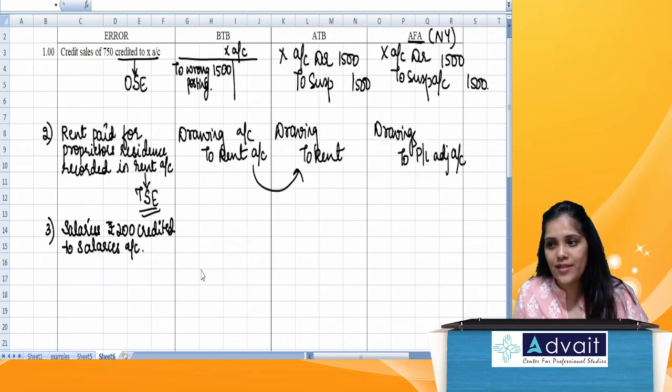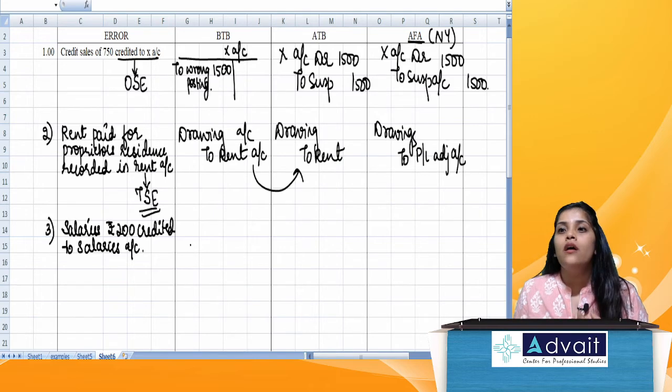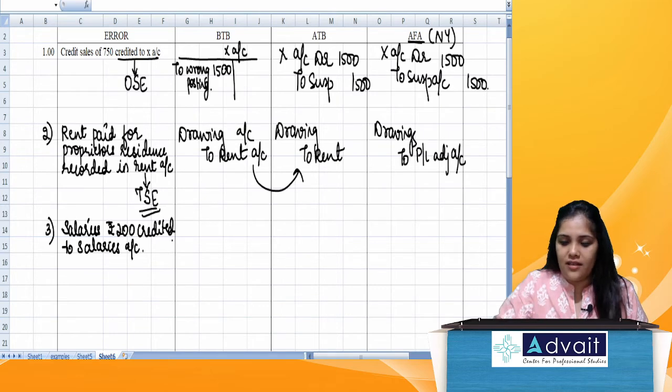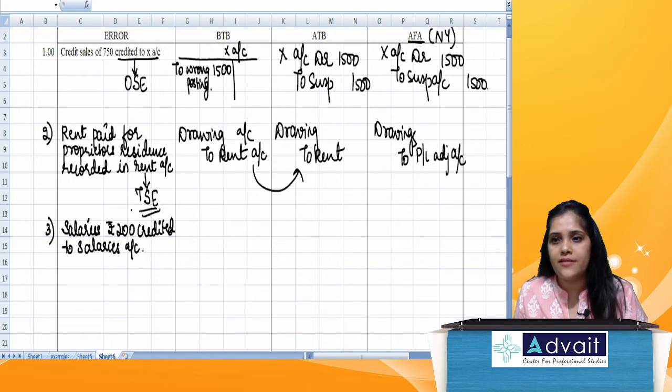Okay, salaries rupees 200 credited to salaries account. Note it down. Now, salaries rupees 200 credit to salaries account. Now, normally till now we have understood what to do, how to rectify this. Okay, one answer Lingesh is giving. Others? Yes, that's the correct answer. How much? Very good, Anup. Yes, Pavan, correct.